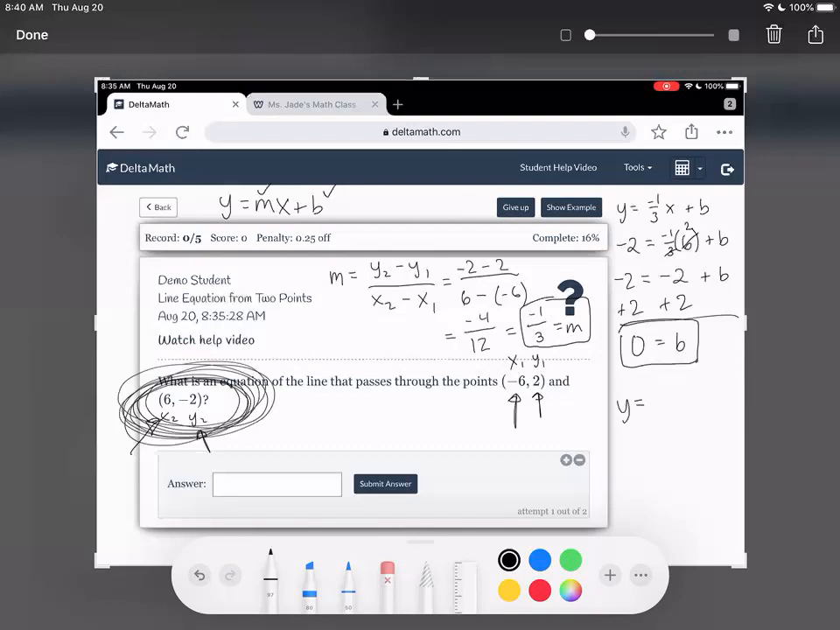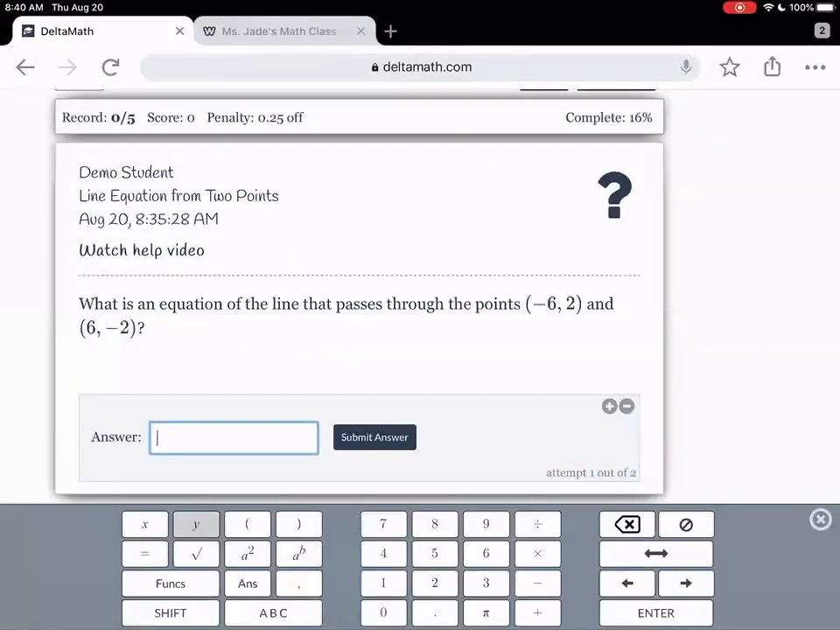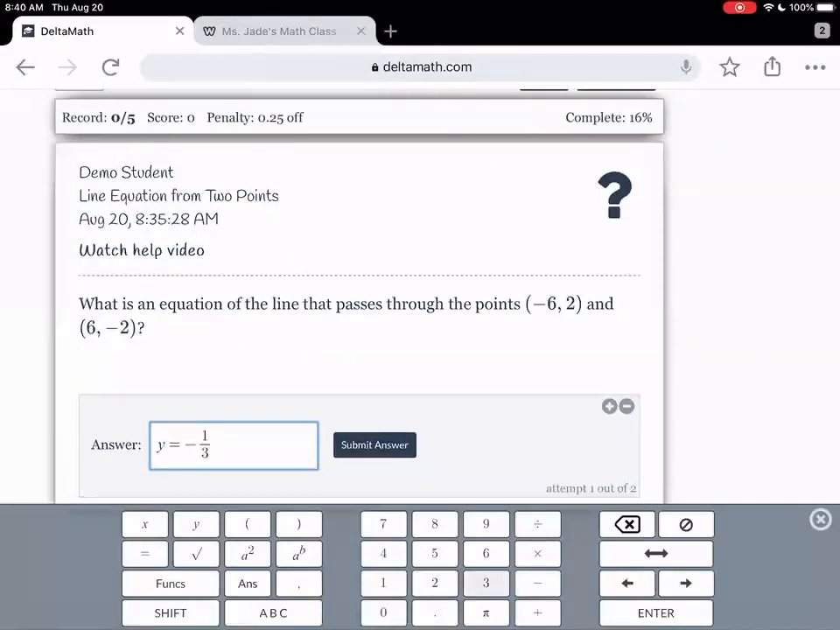y is equal to, oh, I guess I could write it in the answer box. y is equal to -1/3, because that's our slope, x plus b. So I'm going to say plus 0, but you really don't have to write plus 0 because that's just redundant. All right, so y is equal to -1/3 x plus 0. And then I'm going to type this in. y is equal to negative 1 divided by 3. Remember to use your right arrow so you're not typing in the fraction anymore. x. And I'm not going to write plus 0 because it's not necessary.